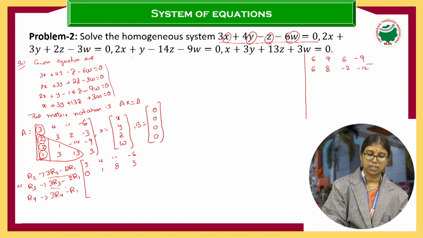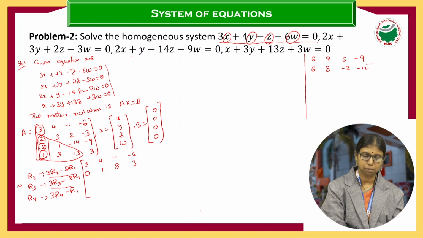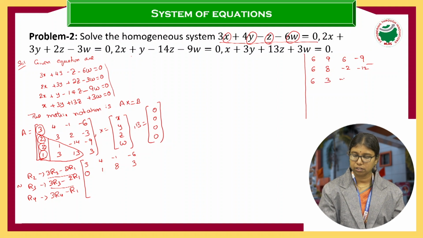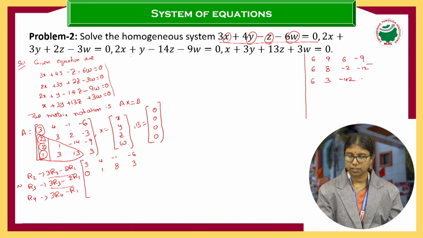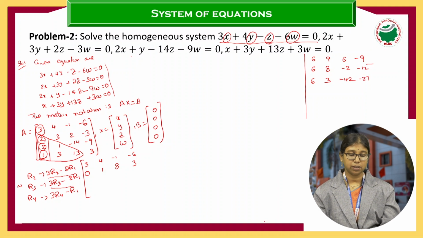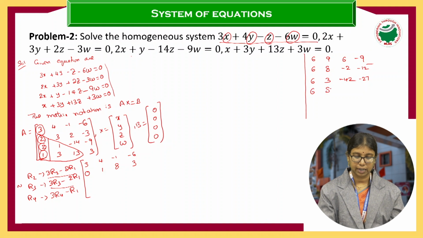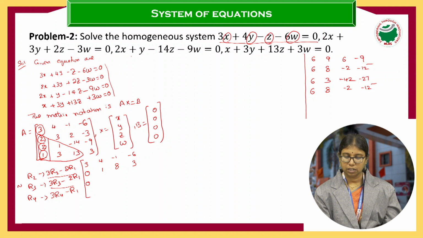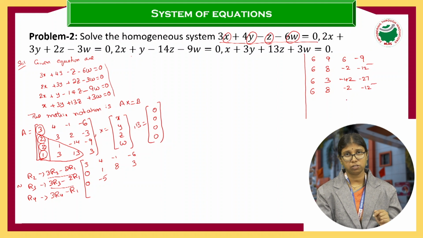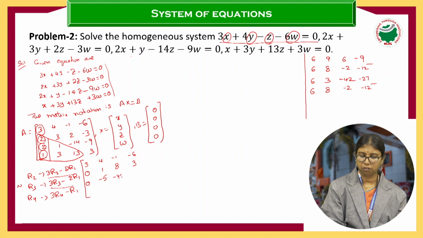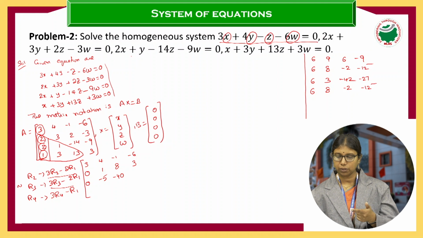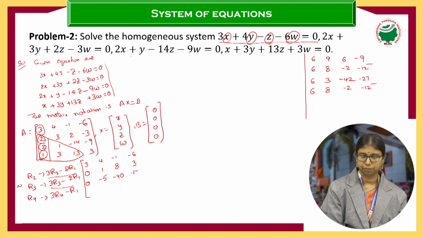Next, R3 we are changing as 3R3 minus 2R1. So multiply the third row with 3: 6, 3, 3 14s are 42. Next, 3 9s are 27, so this is minus 27. And multiply the first row with 2: 6, 8, minus 2, minus 12. Now, by subtracting, this is 0. 3 minus 8 is minus 5. Minus 42, minus of minus 2 is plus 2, so minus 42 plus 2 is minus 40. Next, minus 27, minus of minus 12 plus 12. Minus 27 plus 12 is minus 15.